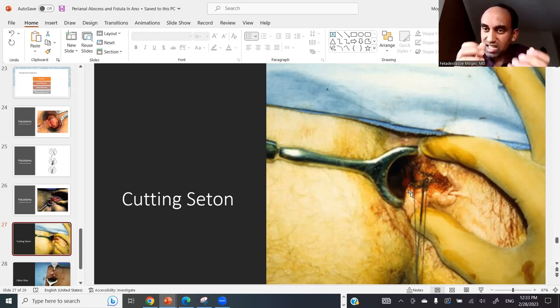So the seton cuts gradually. Healing happens as you cut gradually. You are not cutting the sphincter just on day one. You know what I mean? All at the same time, it cuts through the tissue gradually. So a seton can be applied, especially for complex fistulas.